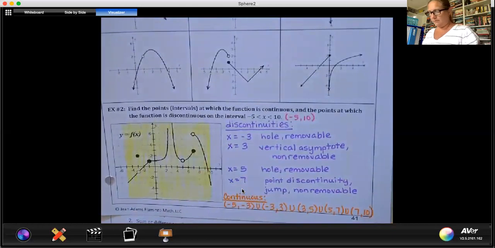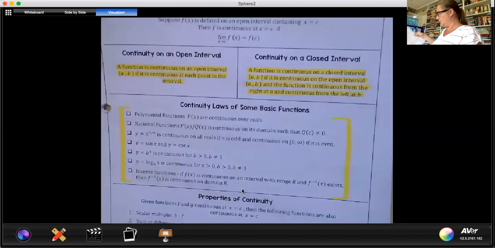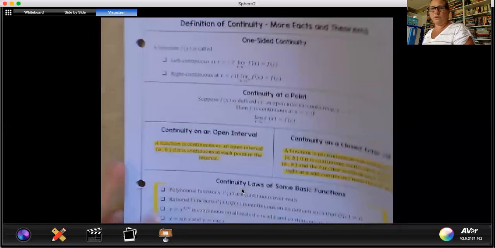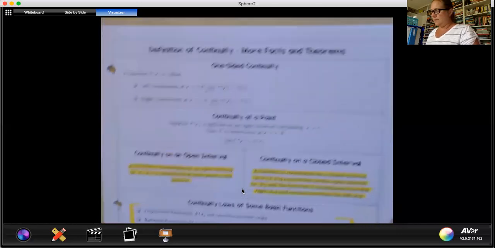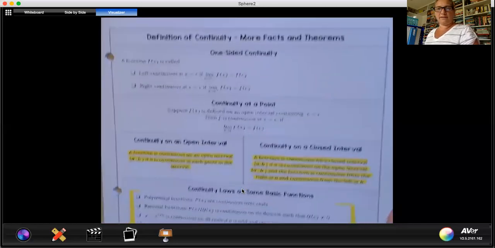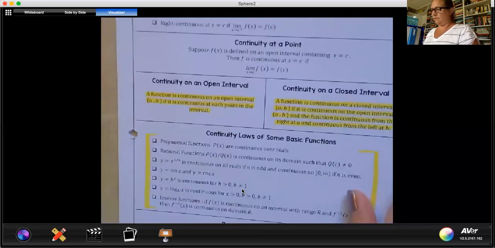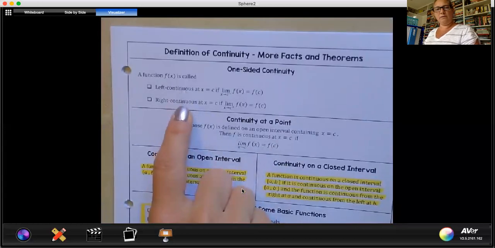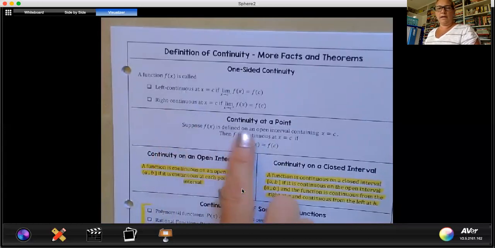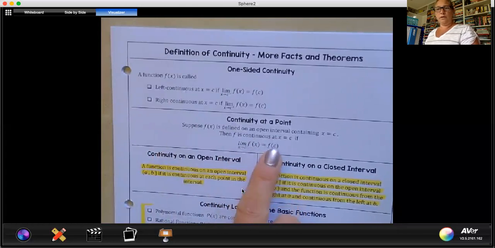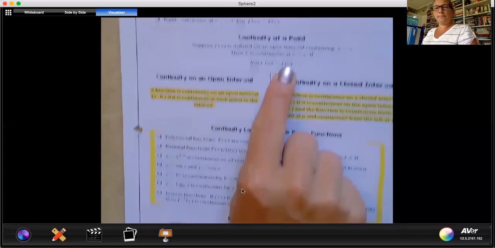Now, this next page of your notes just needs a little bit of highlighting. There's not really anything that you need to write down. And I'm not going to read all of this to you, but there are some things that I need for you to make sure that you're paying attention to. This is the definition of continuity, just more facts and theorems. We've mainly been focused on left continuity, right continuity, continuity at a point where the limit, overall limit, general limit is equal to the functional value.